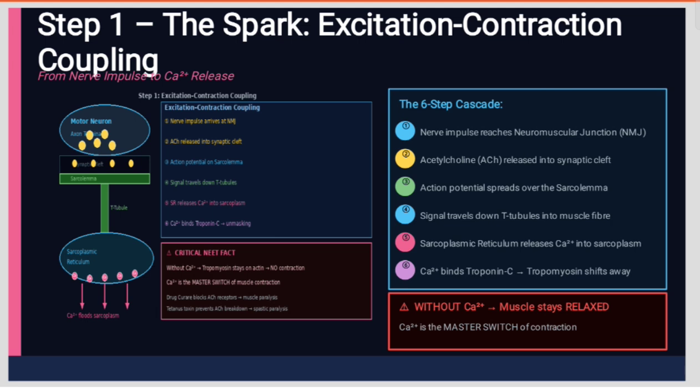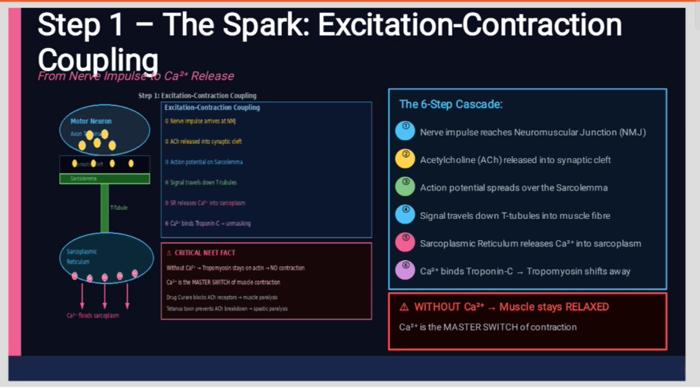For the motor neuron, it occurs in approximately 4 steps. In the first step, the nerve impulse arrives at the neuromuscular junction. The motor neuron axon terminates at the neuromuscular junction, a specialized synapse between the motor neuron and the muscle fiber, where the action potential travels down the motor neuron. It reaches the axon terminal.